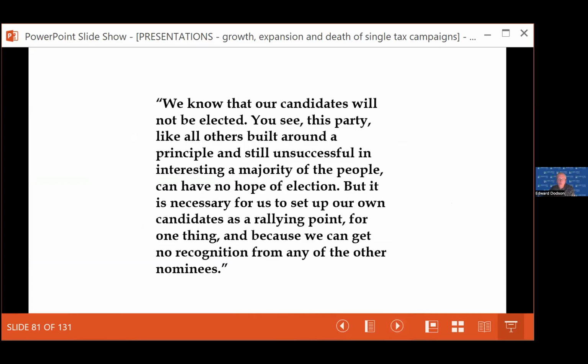Yanis, do you want to continue with these couple? Yes, absolutely, with pleasure. We know that our candidates will not be elected. You see, this party, like all others, built around the principle and still unsuccessful in interesting a majority of the people, can have no hope of election. But it is necessary for us to set up our own candidates as a rallying point, for one thing, and because we can get no recognition from many of the other nominees.